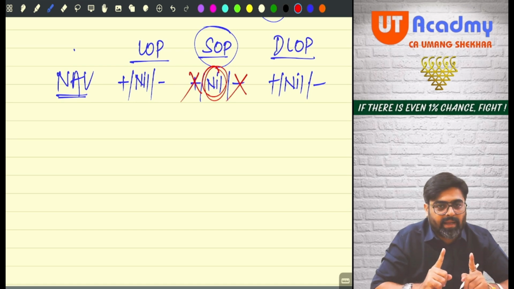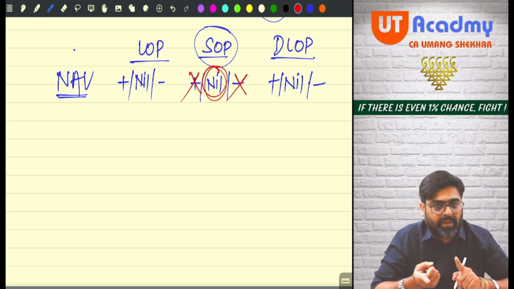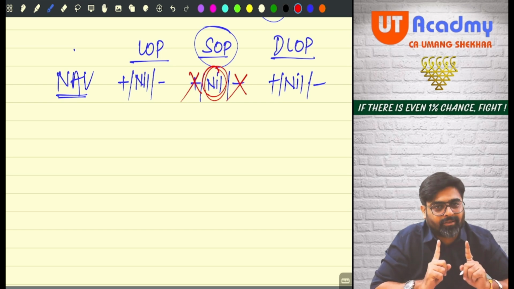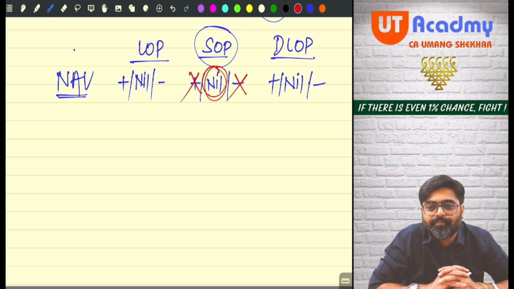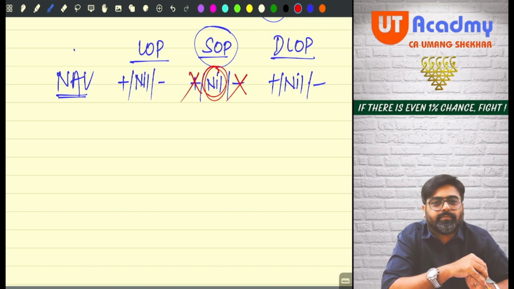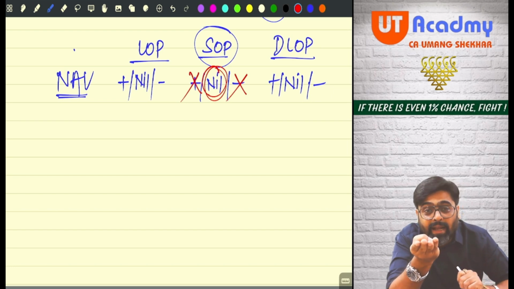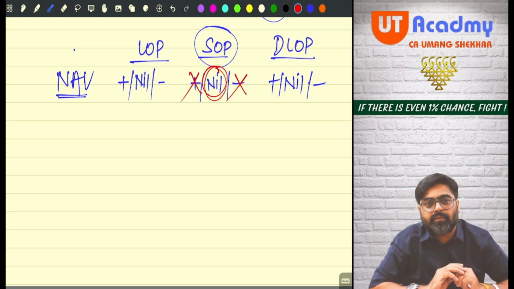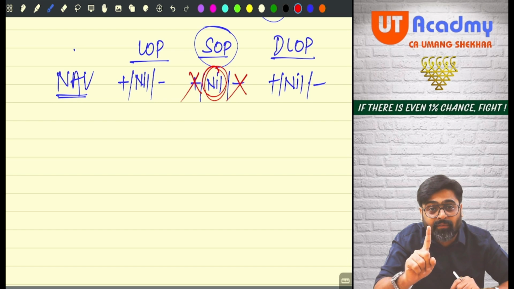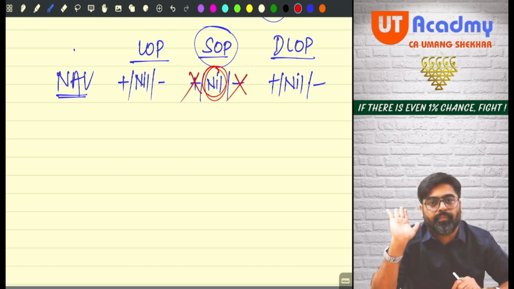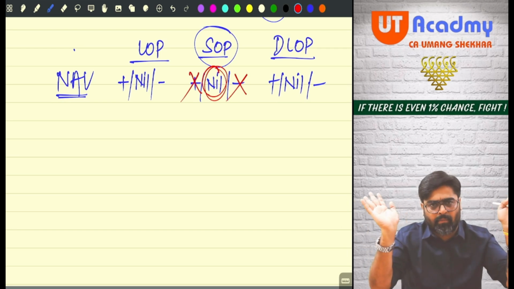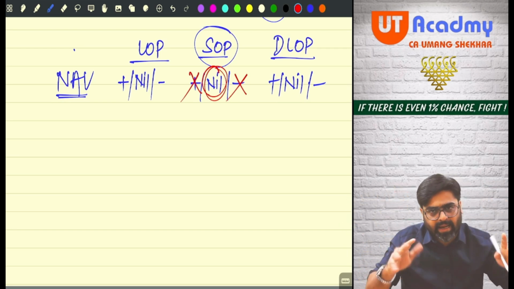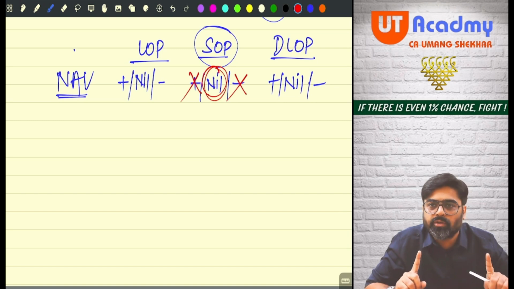And if you are ever getting positive or negative NAV in SOP, please give me your SRO number. I will write a letter to the ICAI. Cancel this registration with immediate effect. Why? Getting negative or positive NAV for self-occupied property is not possible. For SOPs, the NAV will always be nil. But for LOP or DLOP, it can be any amount. It can be positive, nil, or negative. Getting my point, everyone? Sure?